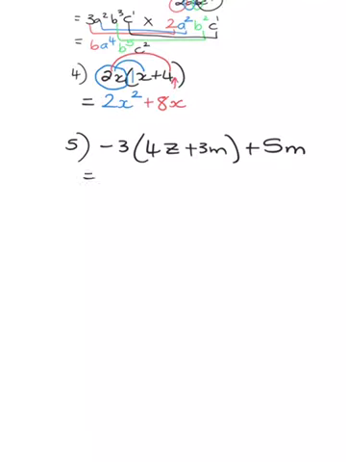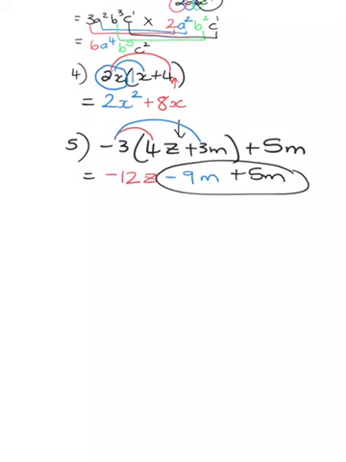For number 5, we do BODMAS first. Look inside the bracket. 4z plus 3m, can't do anything with it. So we first have to distribute into the bracket. So negative 3 times positive 4 is negative 12. 3 doesn't have a letter, so we just keep it as z. Negative 3 times positive 3 is negative 9m. And then we have our plus 5m on the end. Then we have like terms here. We have negative 12z. Negative 9m plus 5m is negative 4m. So make sure you group your like terms.